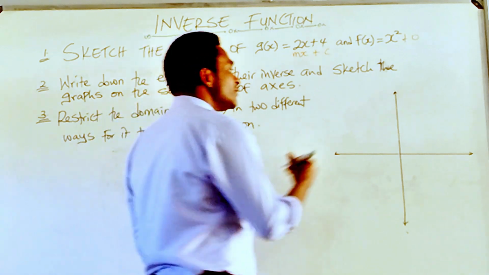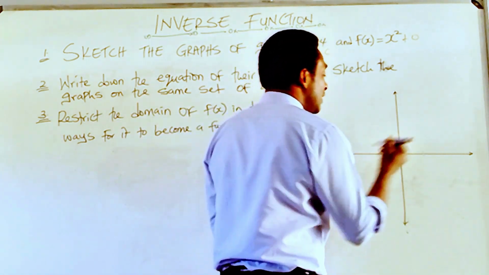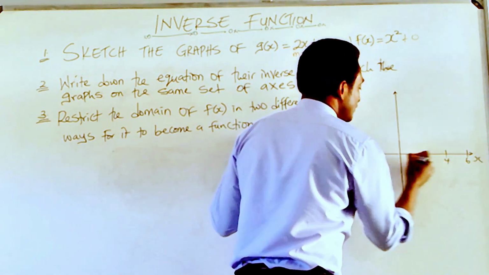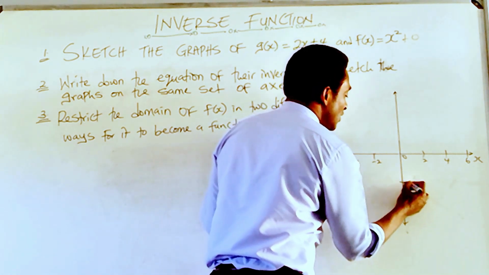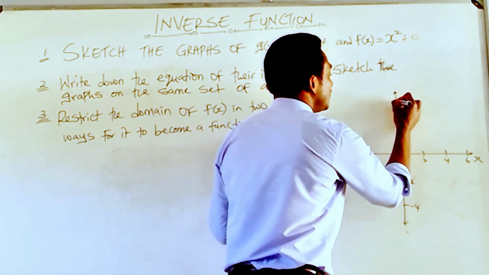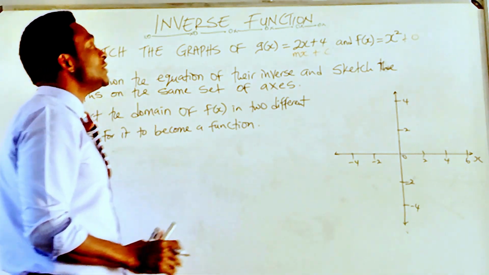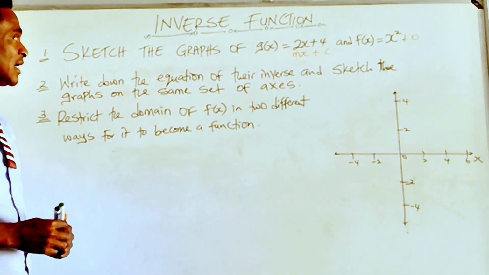Let's first of all complete our platform where we're going to sketch. We have -2, -4, 2 and 4. If we need more space, we are going to extend the lines.